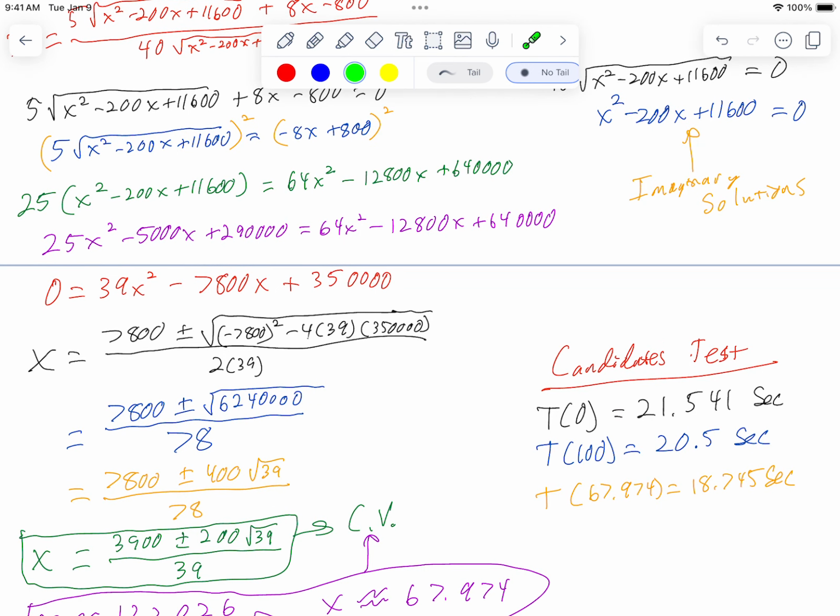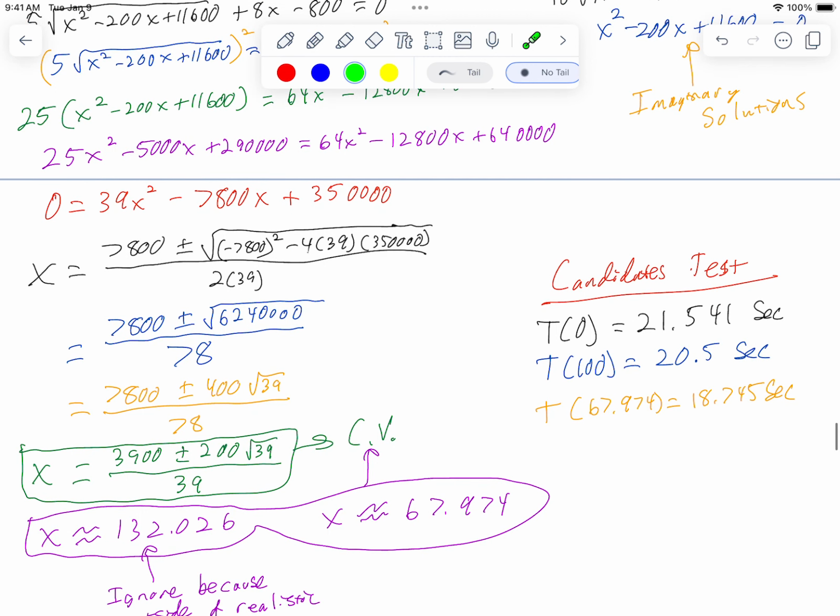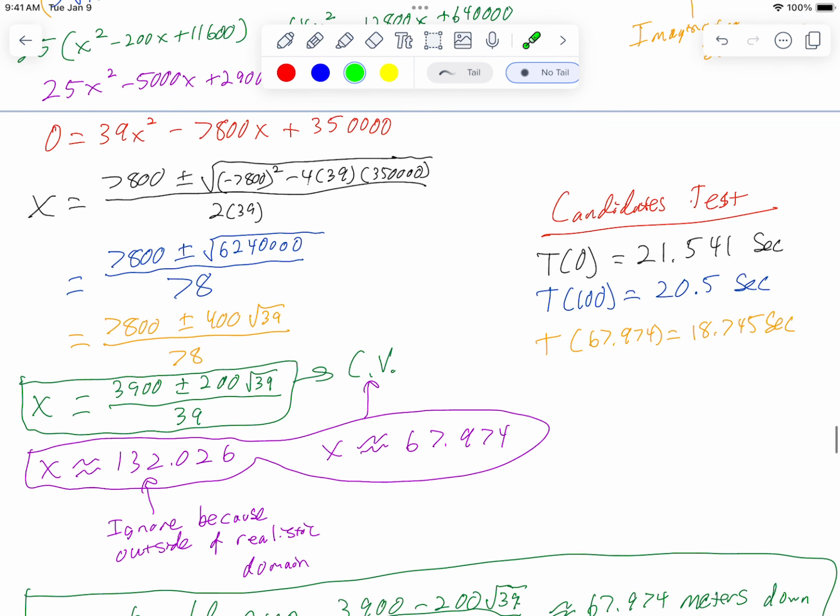I'm going to do the quadratic formula here. So opposite of b plus or minus the square root of b squared minus 4 times a times c over 2a. Multiply this out, I get 6,240,000. I can simplify that a little bit. That becomes 400 root 39. So then this reduces to 3,900 plus or minus 200 root 39 over 39. These are my critical values.